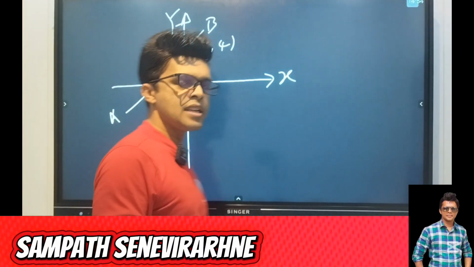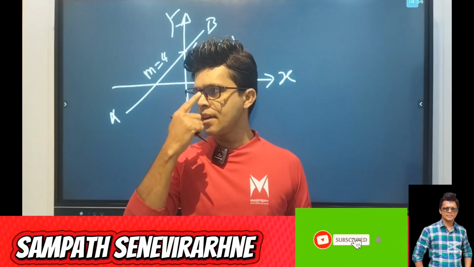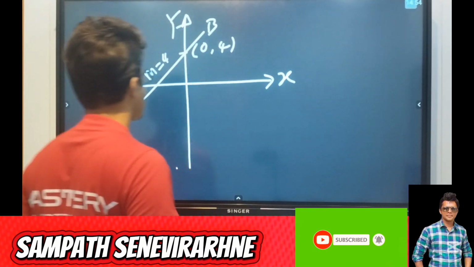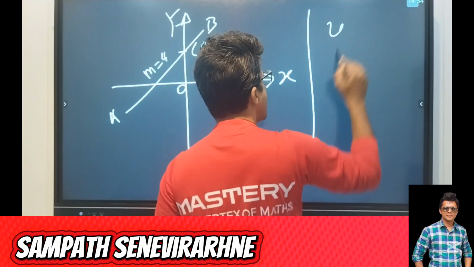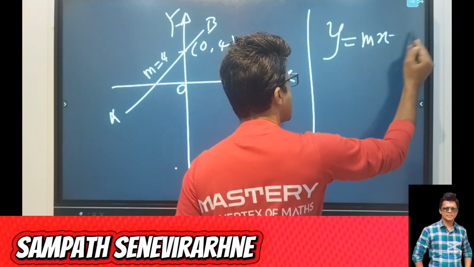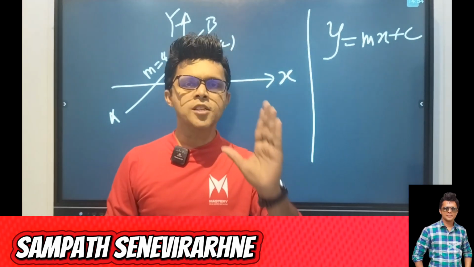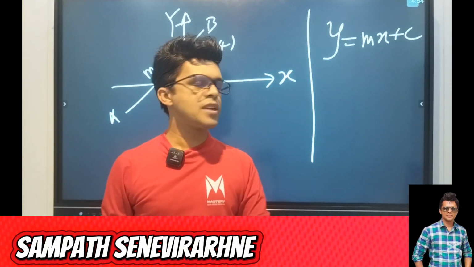Then what's the question really? The question is, you being given the value of m and the value of c here, how do you get the value of c here? When it comes to this type of question, this is the origin. The common form of a linear graph is y equals to mx plus c.